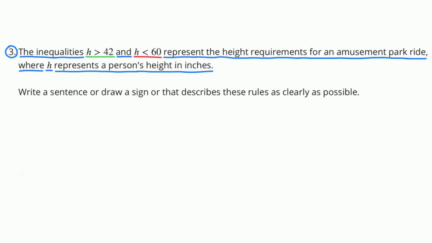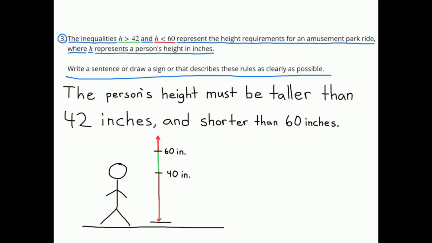Number 3. The inequalities h is greater than 42 and h is less than 60 represent the height requirements for an amusement park ride, where h represents a person's height in inches. Write a sentence or draw a sign that describes these rules as clearly as possible. The person's height must be taller than 42 inches and shorter than 60 inches.